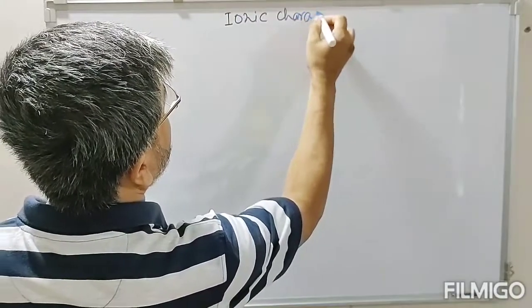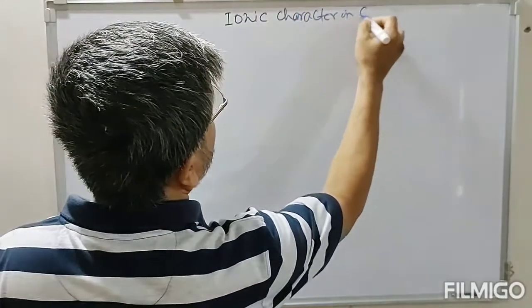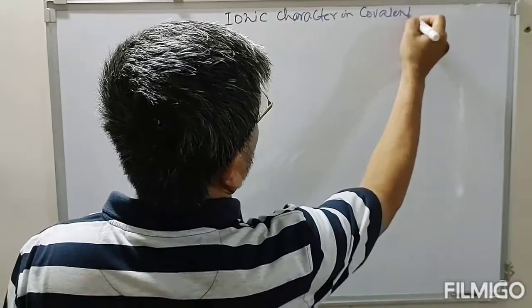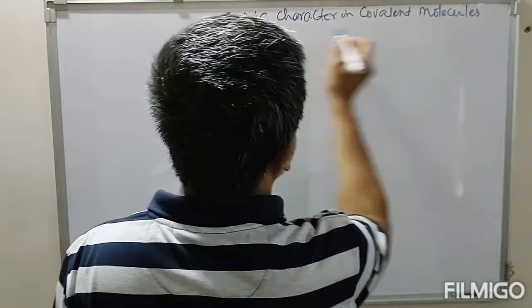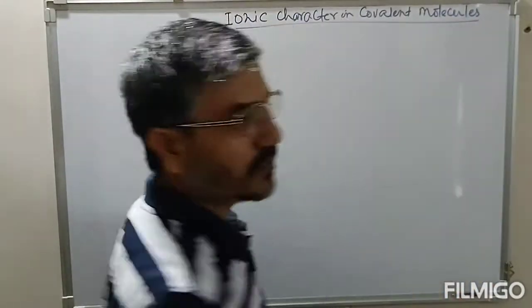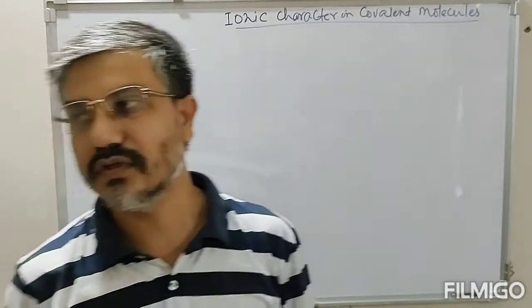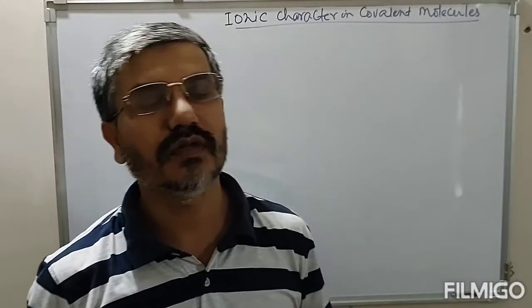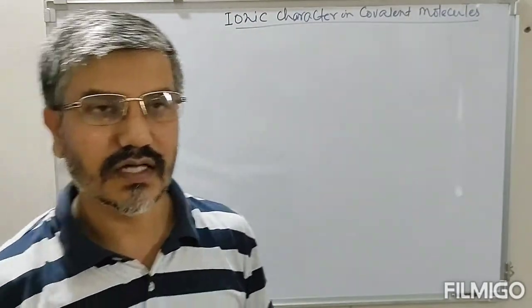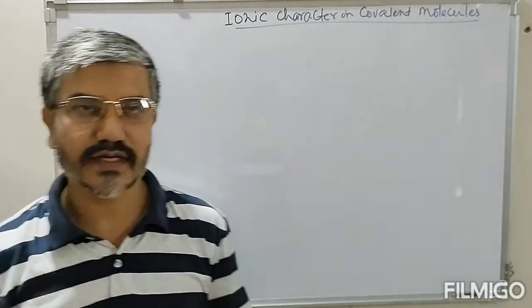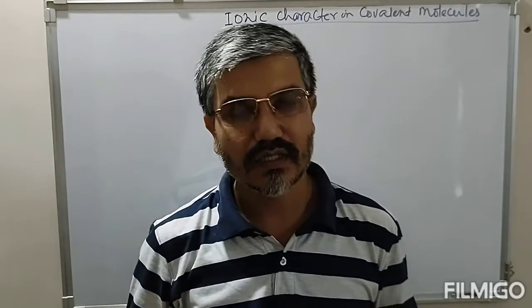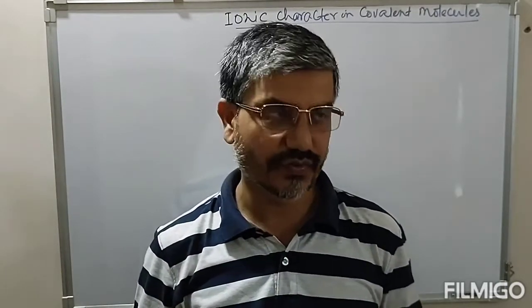Ionic character in covalent molecules. So though the compound or the bond is covalent bond, in this covalent bond, in many of the cases we didn't have 100% covalent character. Along with this covalent character, some ionic character also developed in the covalently bonded molecule. So what is the cause of this ionic character in covalently bonded molecule?